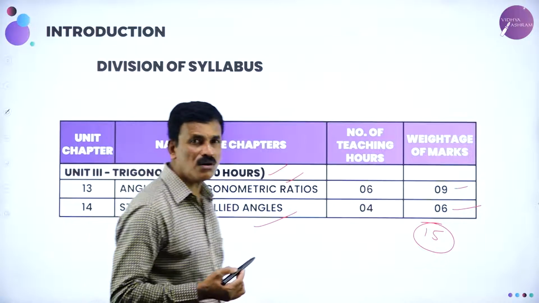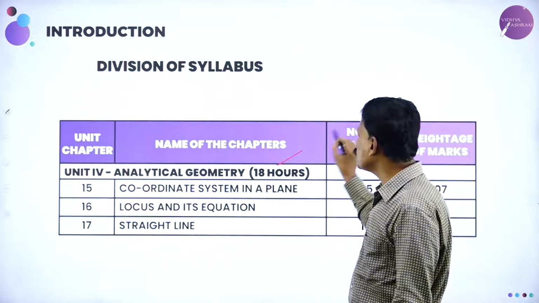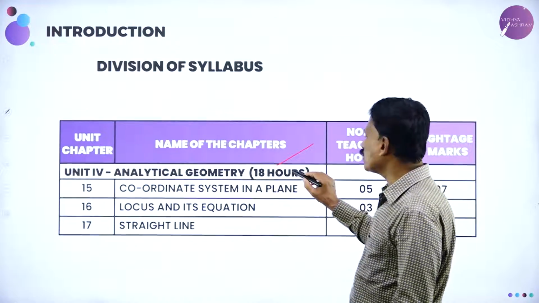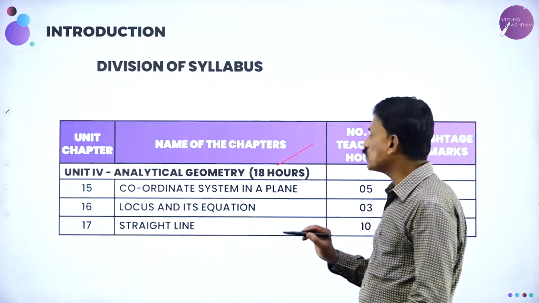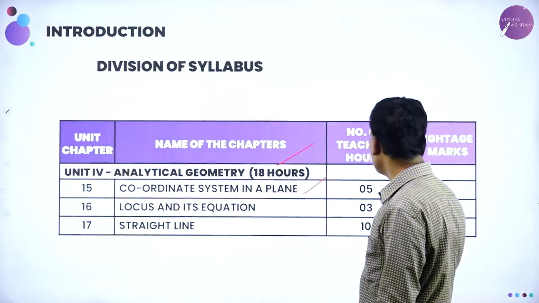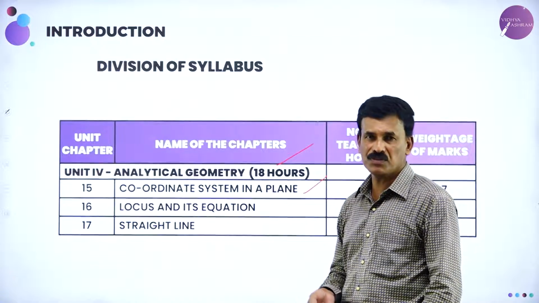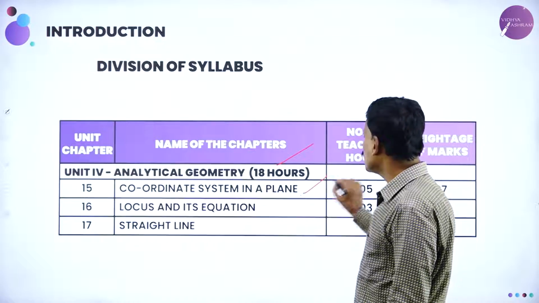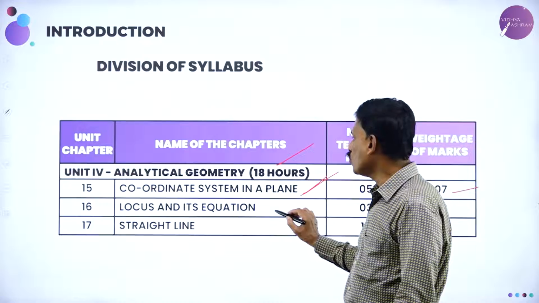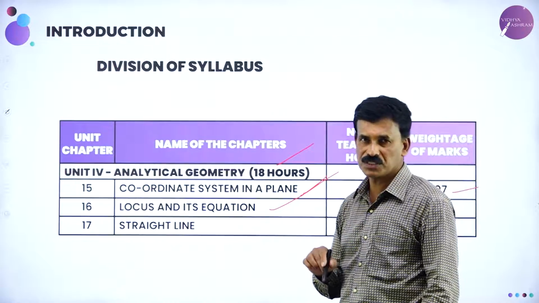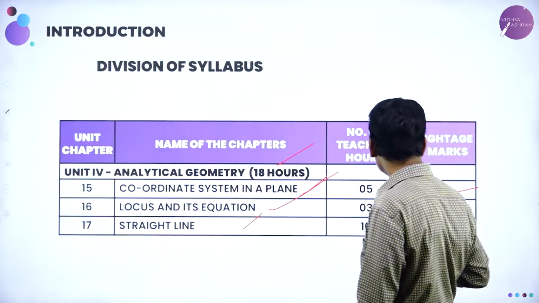Now coming over to the last part, the very important part also, that is called analytical geometry. The maximum number of hours allotted for this is 18 hours. Here also you are going to study only 3 chapters, that is coordinate system in a plane. You might have studied this in our previous classes, finding the distance between any 2 points. So that is the coordinate system of a plane, for that 7 marks, and the locus and its equation, and the different equations of the straight lines we are going to study, and the straight line. So that will also carry 3 and 12 marks.